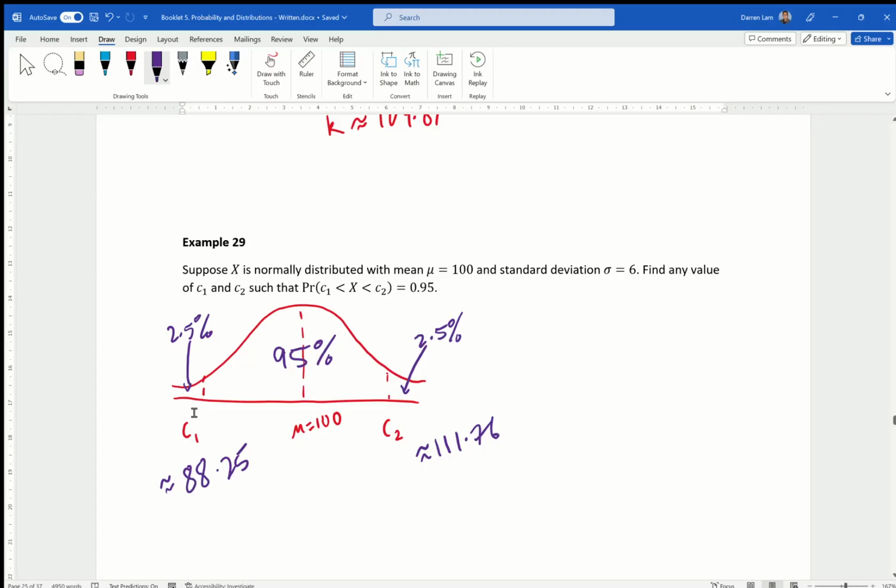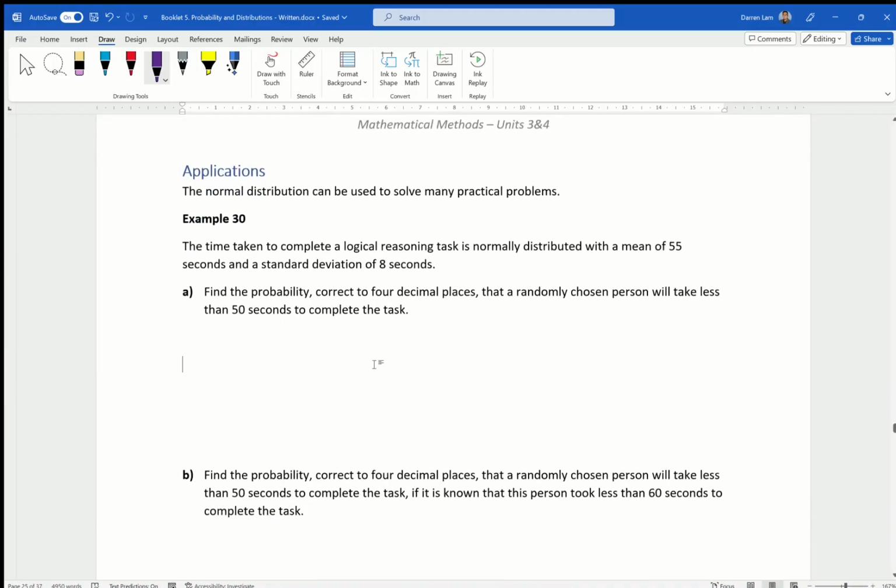Let's move on to the second last page. Applications.